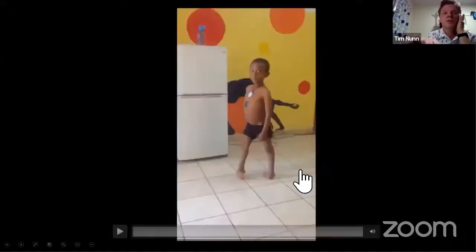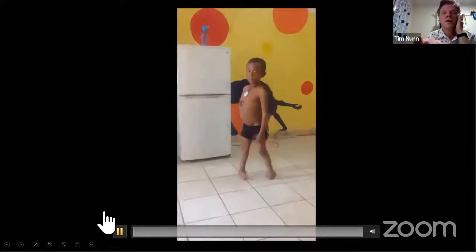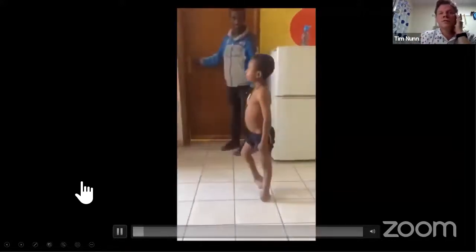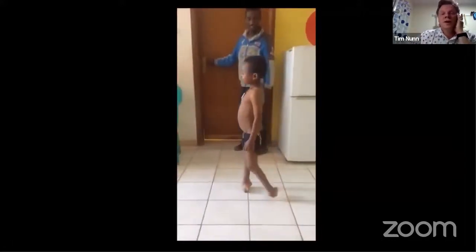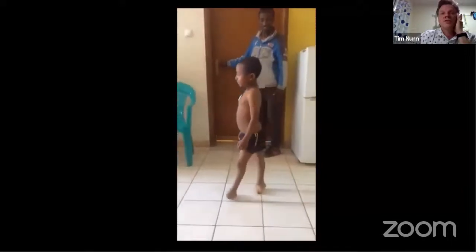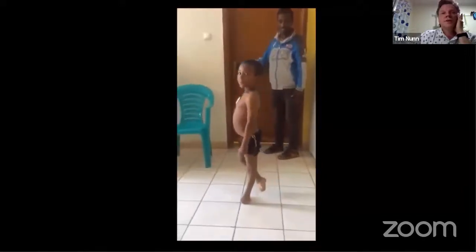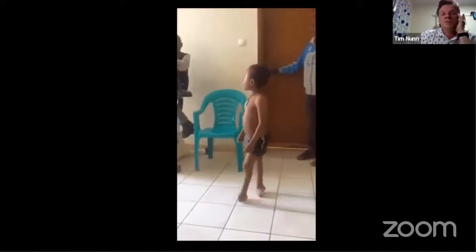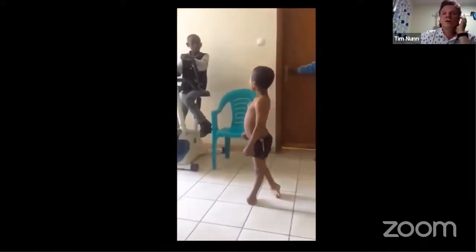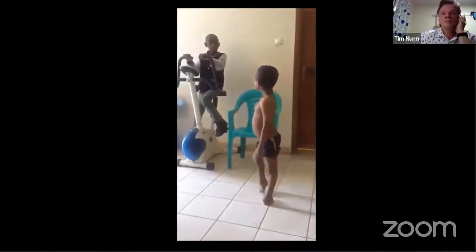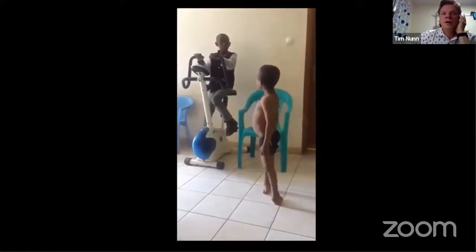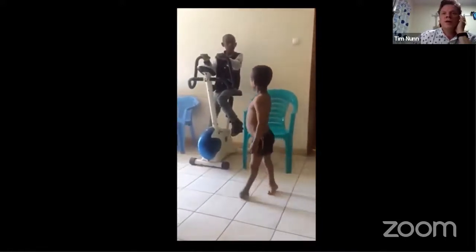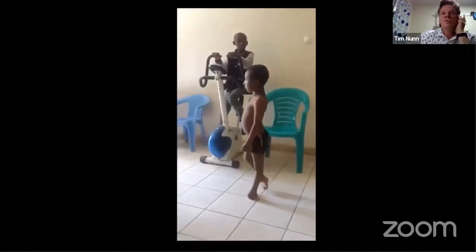Rehab is certainly important. I just want to draw to your attention a few things here. Check out the hyperextension at the knee joint in this kid that's never been treated. Have a look at the pelvis, which is thrown forward in flexion, and that's causing a lumbar lordosis and kind of protrusion of the belly.